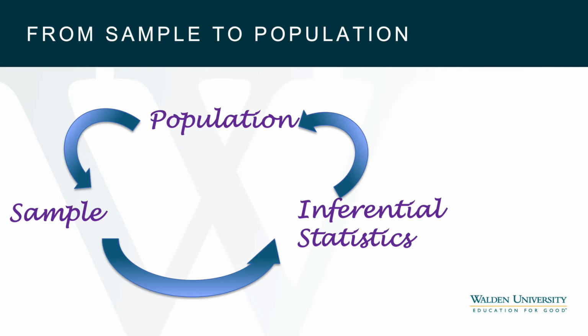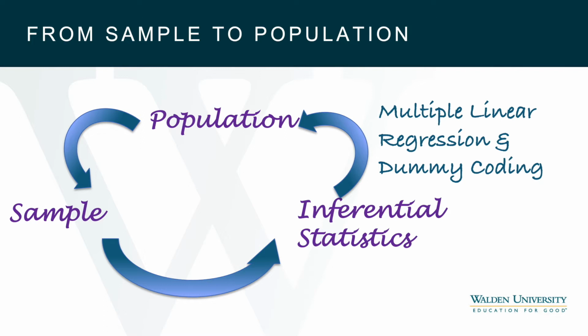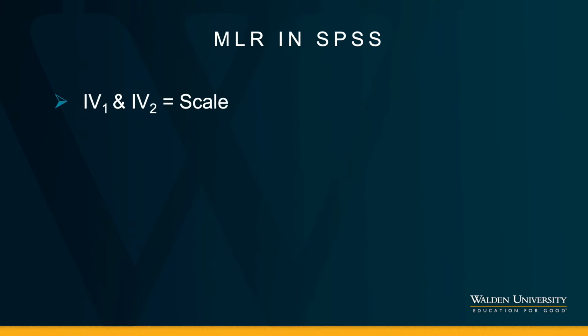As you know by now, we use inferential statistics to make that connection between our sample and our population to answer that research question that pertains to the greater population. For the purpose of this video presentation, we will work with a multiple linear regression with dummy coding included. In an earlier video in this series, we built a multiple linear regression model with two independent variables that were both scale to predict a dependent variable also of a scale nature. I'm now going to add a third variable on the independent side that is categorical in nature, and that poses a problem for SPSS.